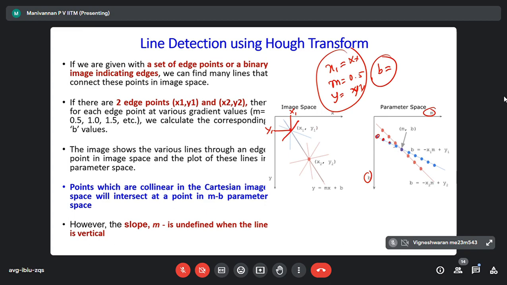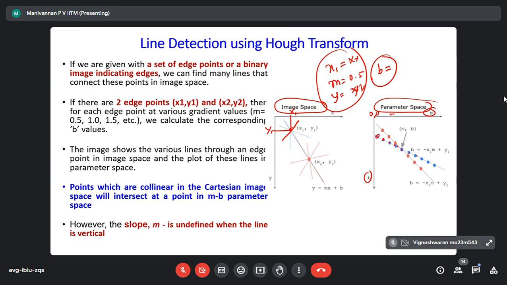For this point, we are drawing different values. This is called parameter space. Your points, or edge points, are there in the image plane. For that, you take different m values, calculate B, then plot m versus B. So for this point, you draw points calculated for different m values.